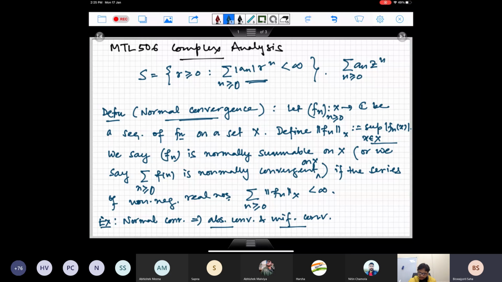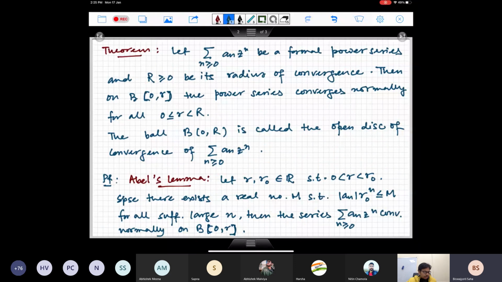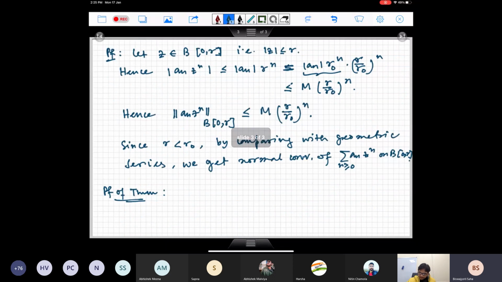I will write down some examples later, so we will see that. If capital R is the supremum of this set S, it actually does not guarantee that at capital R I will have absolute convergence. So I don't have that luxury. What we are going to do is of course use that fact, but we are going to do a small trick, and we will be able to do that.